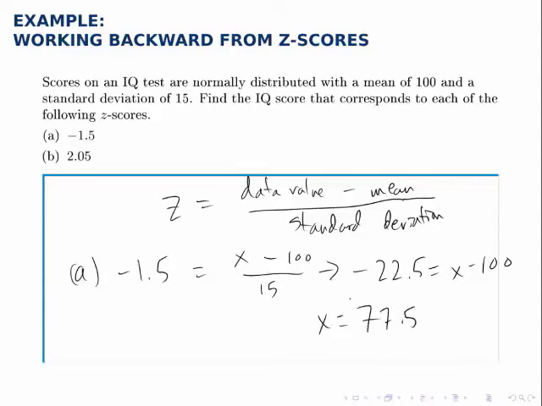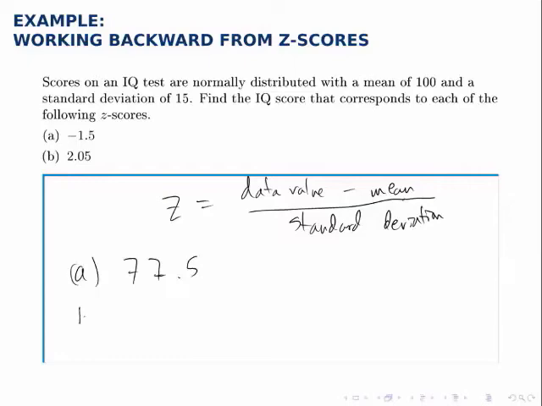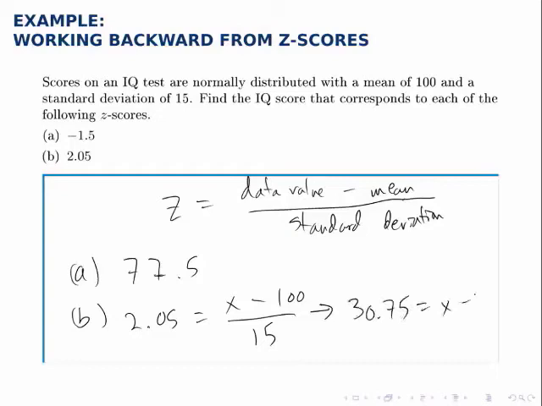So a z-score of negative 1.5 corresponds to an IQ score of 77.5. For part B, we do the same process. The z-score equals the data value minus the mean divided by the standard deviation. So we multiply both sides by 15 and find that 30.75 equals x minus 100. And then adding 100 to both sides, x equals 130.75. So a z-score of 2.05, or just over 2 standard deviations above the mean, corresponds to an IQ score of around 130.